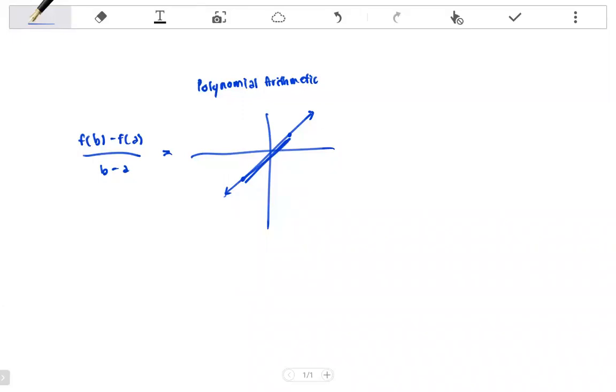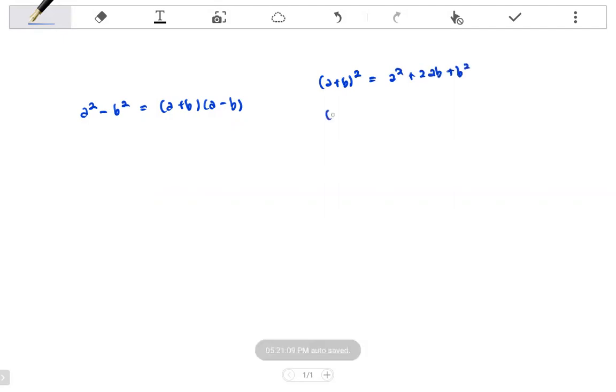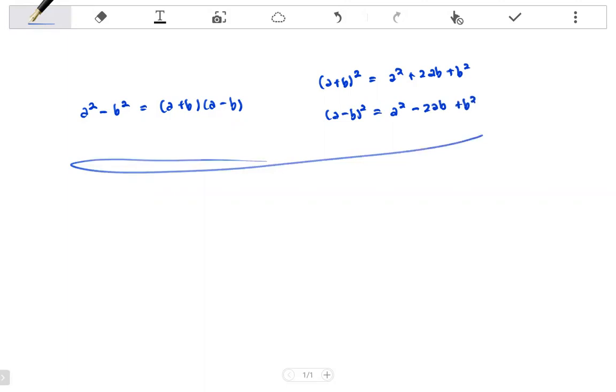But the most important thing from this lesson is special products and just multiplying in general, foiling. So we went over special products, which is a squared minus b squared. It's the same thing as (a plus b)(a minus b). We also went over (a plus b) squared, which is a squared plus 2ab plus b squared. And (a minus b) squared is a squared minus 2ab plus b squared, right? This is what you should remember from this whole lesson.